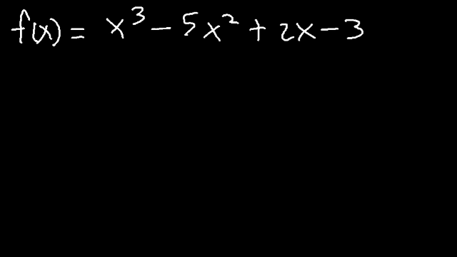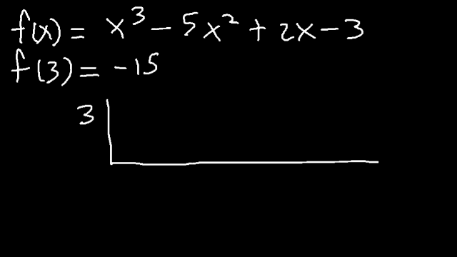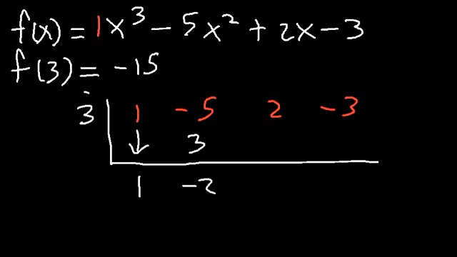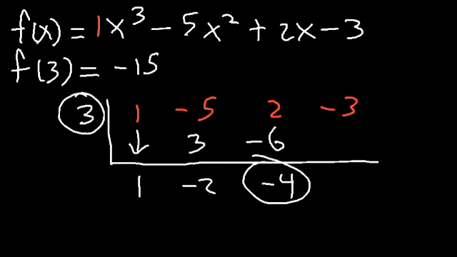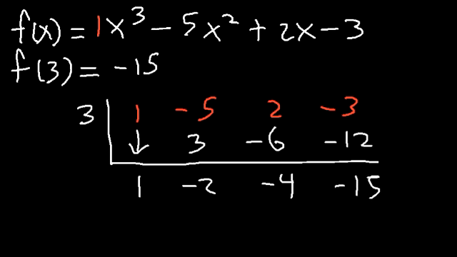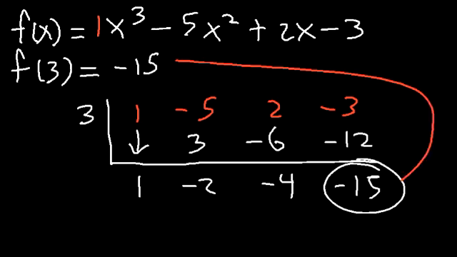Now, let's use synthetic division to confirm that f of 3 is indeed equal to negative 15. So we're going to put a 3 on the outside, and then the coefficients 1, negative 5, 2, and negative 3 on the inside. So let's bring down the 1. 3 times 1 is 3. Negative 5 plus 3 is negative 2. 3 times negative 2 is negative 6. And 2 plus negative 6 is negative 4. 3 times negative 4 is negative 12. And negative 3 minus 12 is negative 15. So as you can see, we get the same answer.